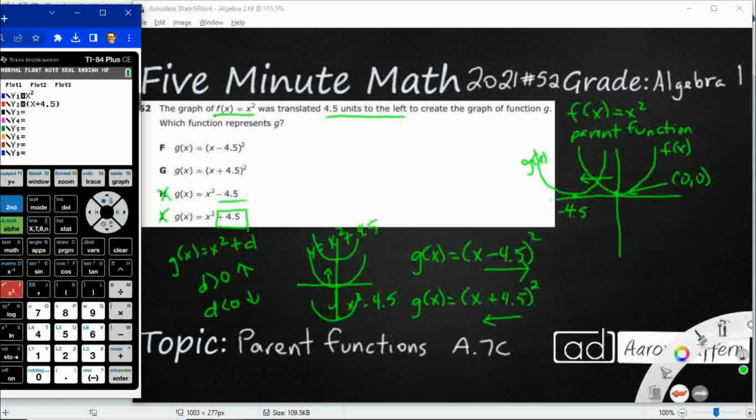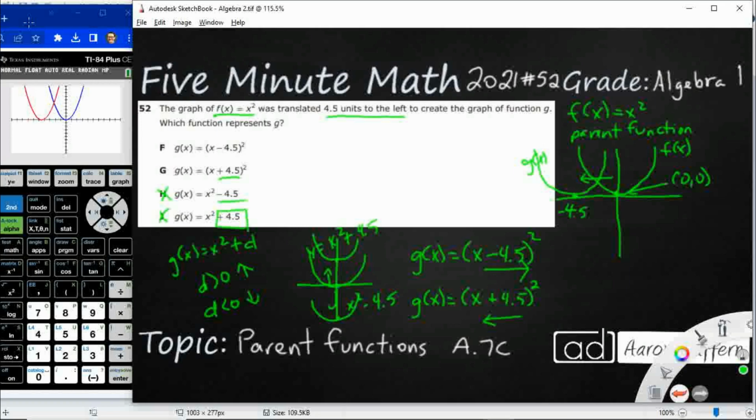Make sure we square it. And yes, it is going to shift it to the left, even though you are adding 4.5. When it's inside the parentheses, it acts opposite. That moves 4.5 to the left, which is what we're looking for, which means our answer here is going to be G.